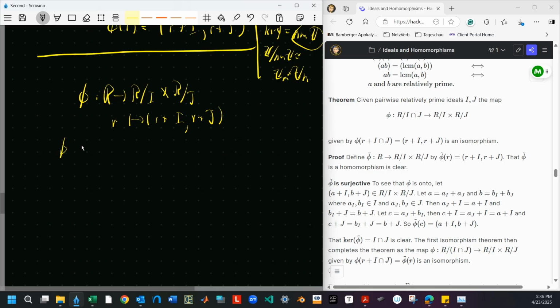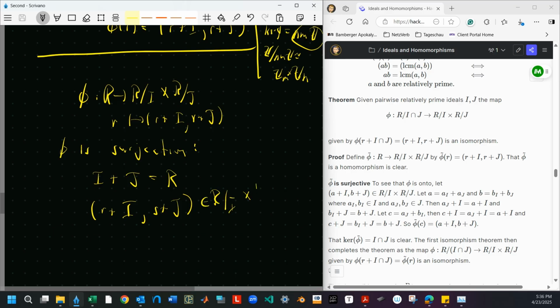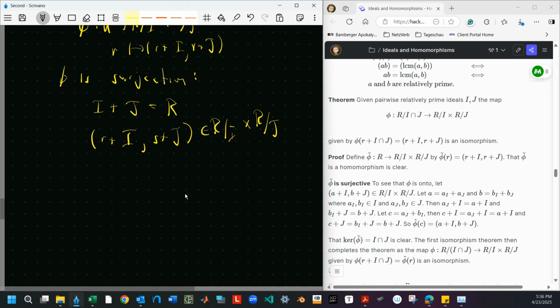I want to say phi is surjective. This is the same proof I gave you above, but now the point is I plus J equals all of R. So I'm taking something in here, like r plus I, s plus J. That's like an arbitrary pair in R/I cross R/J, so different r and s perhaps. That's kind of the point.